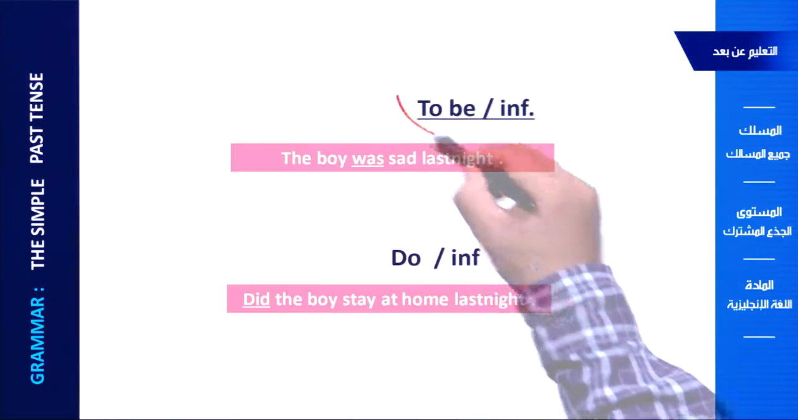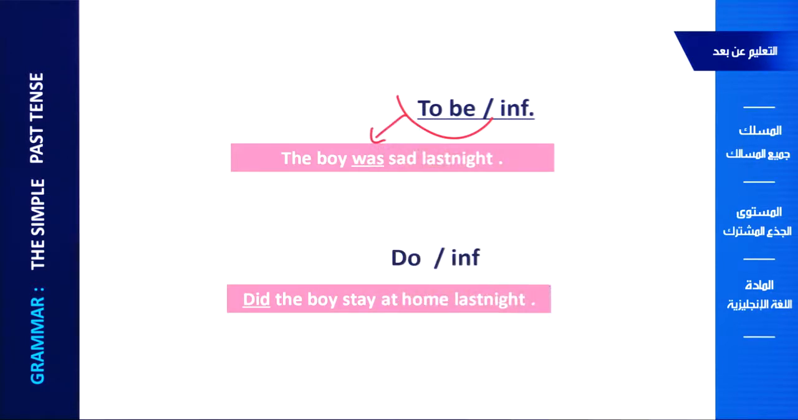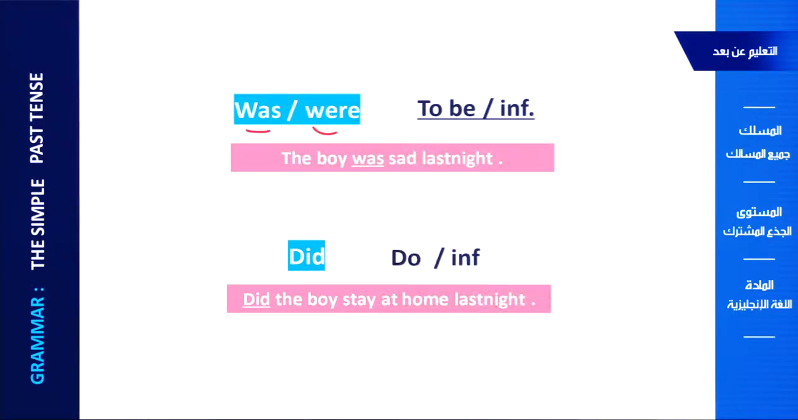So as I told you, this is to be in the infinitive. What is it? It's was. And what is did? Did is simply the verb to do in the simple past, and here it is an auxiliary which we use to form the sentence or the question. Here we have was, which can be were, singular or plural. This is singular and this is plural. And this is do: did is the simple past of do, and it functions as an auxiliary here.